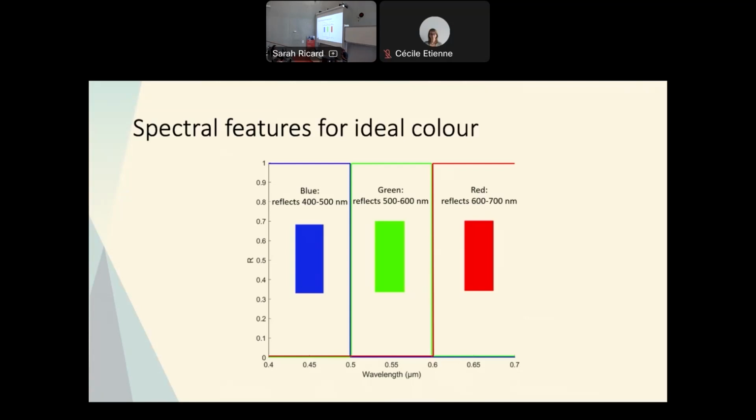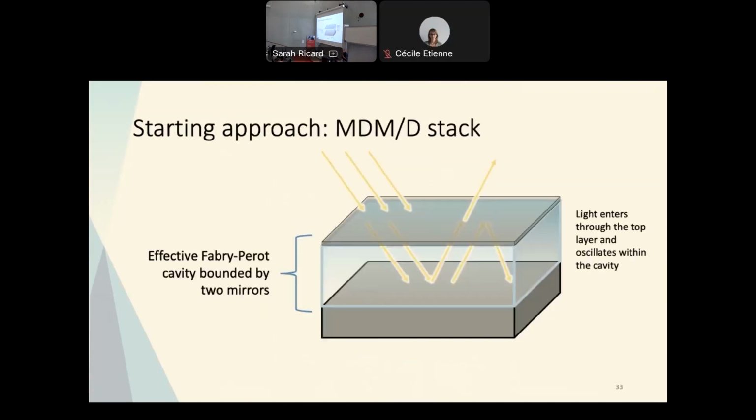So how can we approach this reflectance spectrum in a simple way? We decided to go to a structure that I already showed you, which is what we call a Fabry-Perot structure, where you have a metallic substrate, then a dielectric layer, and an additional very thin metallic layer.